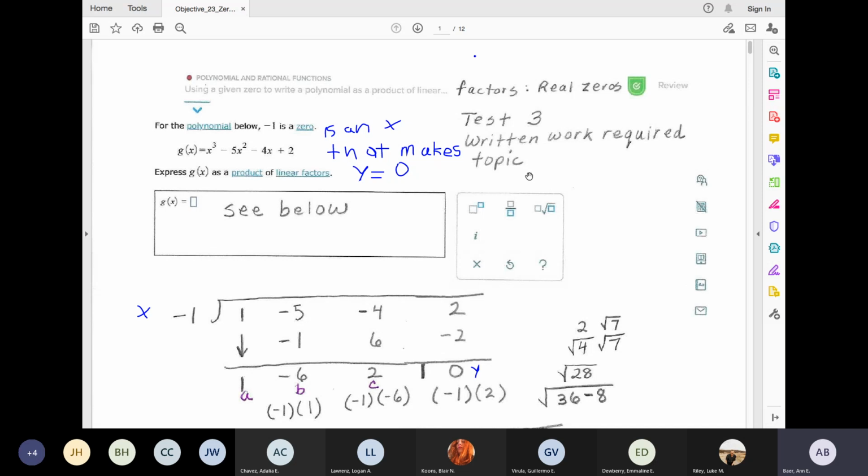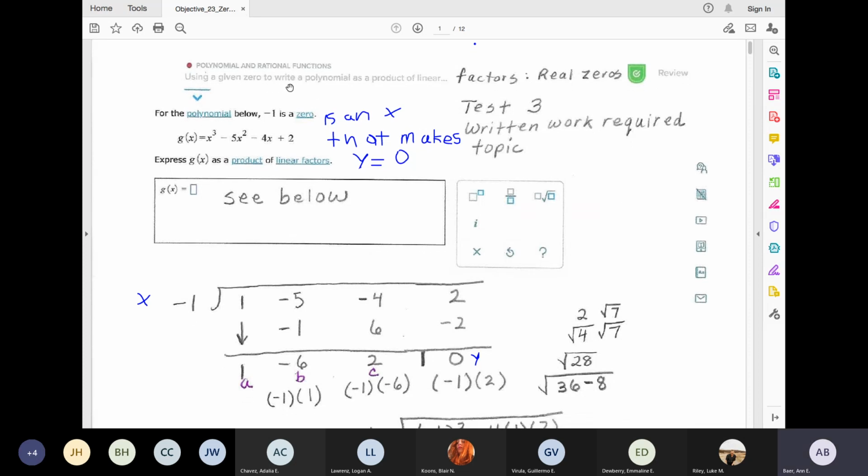I want you all to feel comfortable asking simple questions, because one little simple question that you get answered may give you credit on an entire problem. You don't want one little roadblock to stop you from surging in this class. And so please ask questions, especially about this one, because it's a written work required topic. So let's take a look at this one.